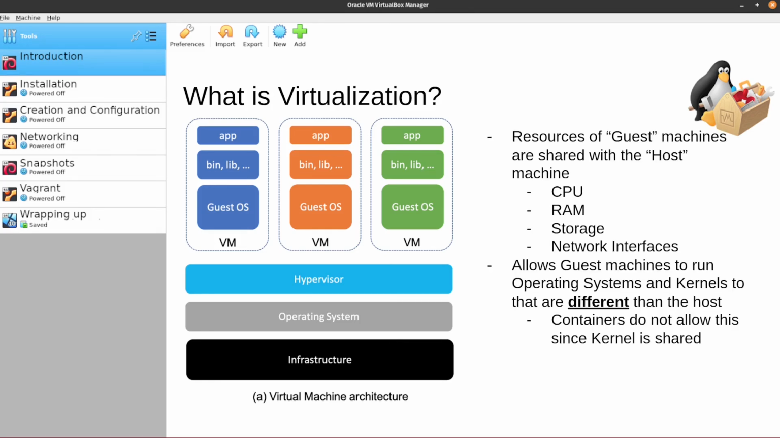A couple quick notes on that. Resources of guest machines, again, are shared with the host. CPU, RAM, storage, even network interfaces and USB drives you can share with the host, depending on what you're looking to do. A quick note to reiterate is that, again, you can run a different operating system and kernel on the guest than the host. This is different than something like containerization, where the kernel is shared between the host and the guest machines. In this case, you're able to stand up completely separate operating systems and kernels because they're not shared.